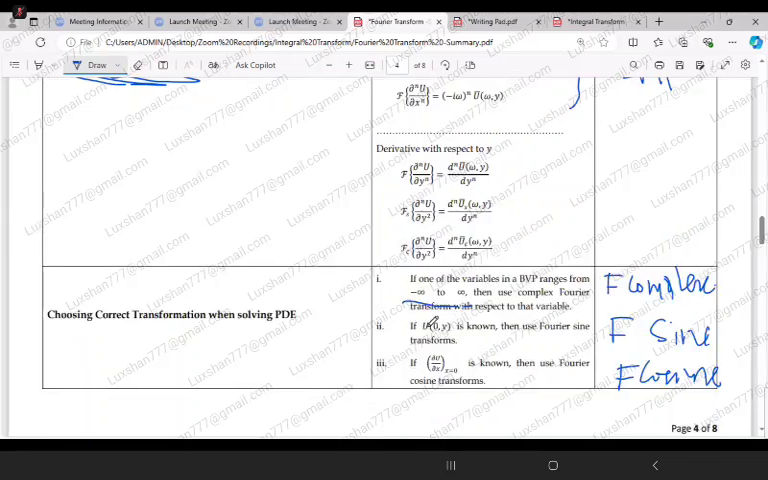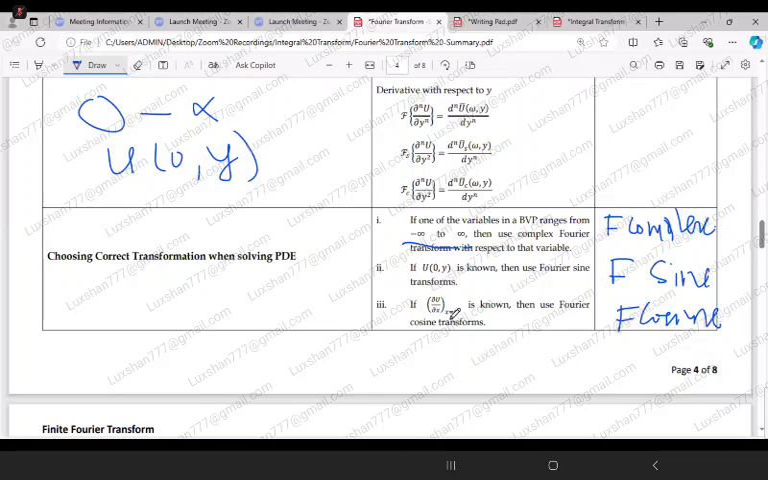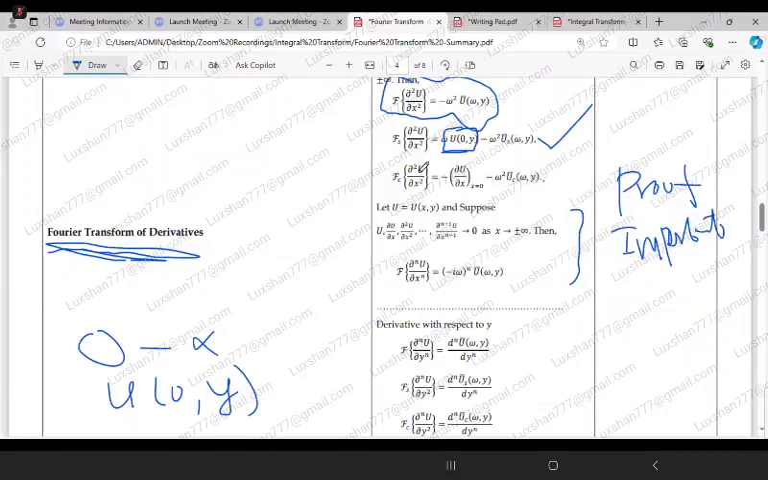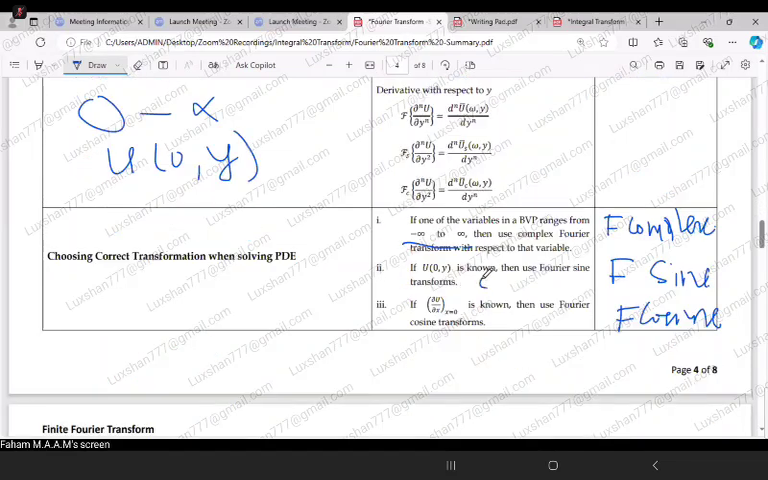If the range is 0 to infinity, and you know u(0, y), then we go for the sine transform, because in this formula we need this term. If you know this function, you go for the sine transform. And if you know ∂u/∂x when x equals 0, then you go for the Fourier cosine transform. That is why we decide from the formula itself. But for these two conditions, our variable x should be in this range.